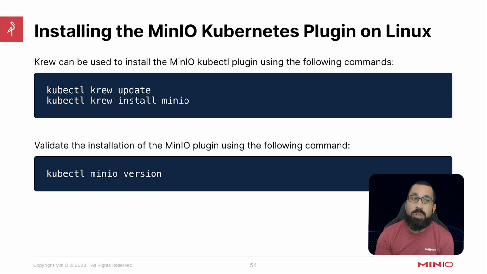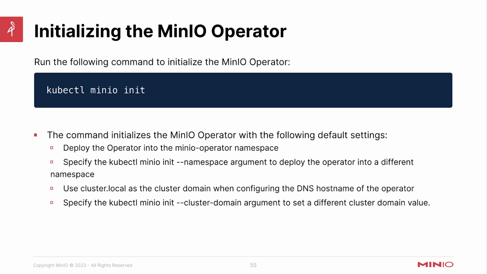Once that's done, you don't have to type krew anymore. So now you can validate the version just by typing kubectl minio version, and it will tell you the version of the operator or command line client that you've installed. Now, once that's done, you can run the following command to initialize the MinIO operator: kubectl minio init. That is all you have to type, but that is the basic command. But there are many other switches, which I will show you in the lab portion of this video.